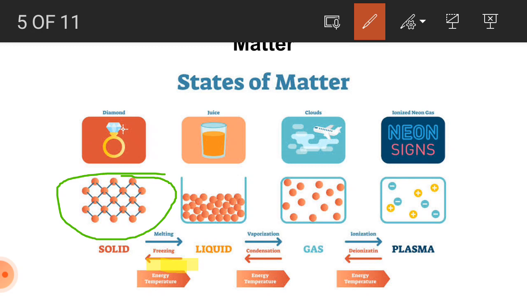Vaporization is the process by which liquid is converted into gas, and a gas is converted back to liquid by the process of condensation. There is also a process by virtue of which solid is converted into gas, and this process is called sublimation. A typical example is iodine solid. Iodine solids can easily get converted into gaseous vapors.